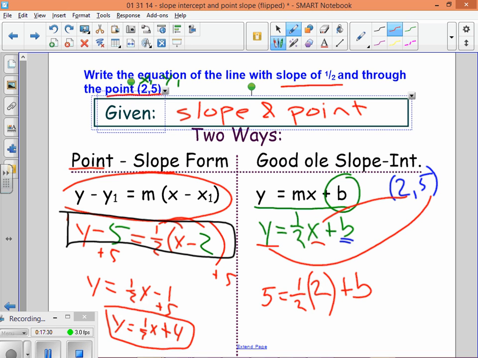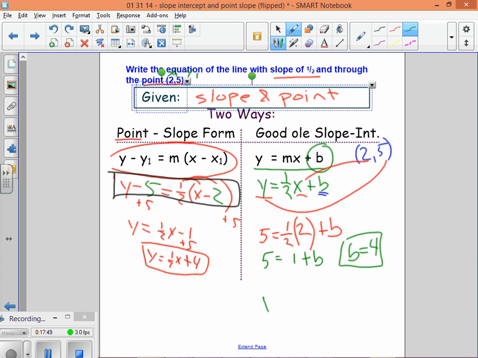And we still need to solve for b. Well, this is saying that 5 is equal to 1/2 times 2, which is 1, plus b, meaning that b must be 4, because 4 plus 1 is 5. Now that I have b is 4, I do not call myself done until I do this final step. Y equals mx plus b. So y equals my m, which is still 1/2, x plus 4.